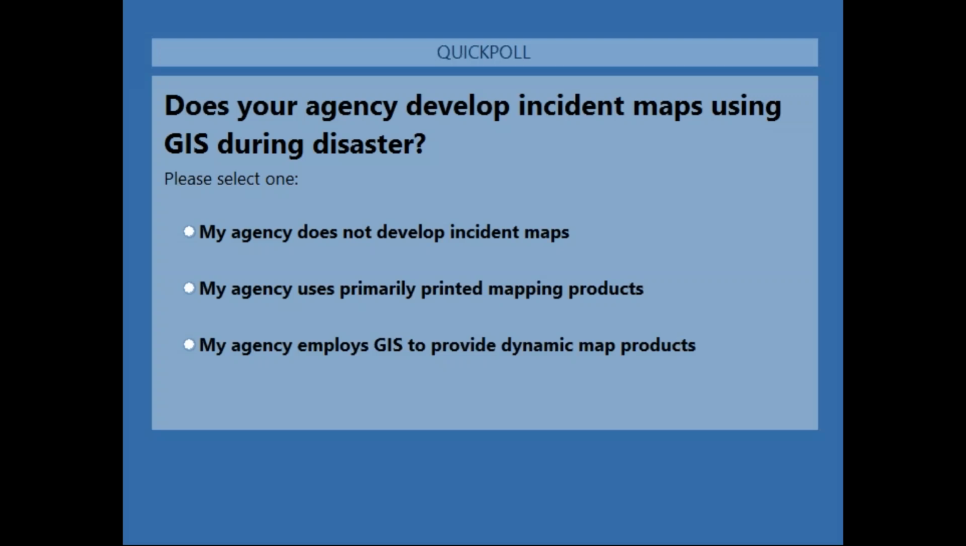So with that, we come to our first poll question. Please take a moment to respond. The question is, does your agency develop incident maps using GIS or spatial data during disasters? Please select one of the following: my agency does not develop incident maps, my agency uses primarily printed mapping products, or my agency employs GIS to provide dynamic map products.